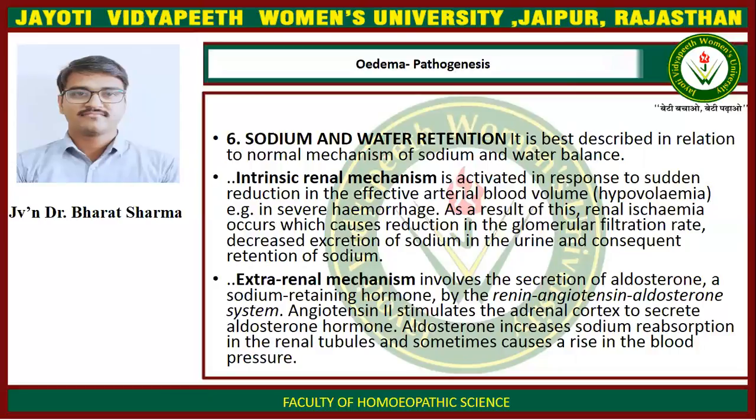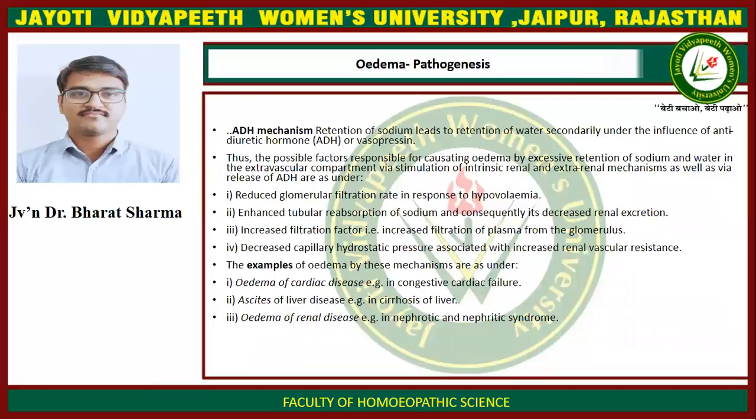Extrarenal mechanism involves the secretion of aldosterone, a sodium retaining hormone, by the renin-angiotensin aldosterone system. Angiotensin II stimulates the adrenal cortex to secrete aldosterone hormone. Aldosterone increases sodium reabsorption in the renal tubule and sometimes causes a rise in the blood pressure. ADH mechanism: retention of sodium leads to retention of water, secondarily under the influence of antidiuretic hormone or vasopressin.